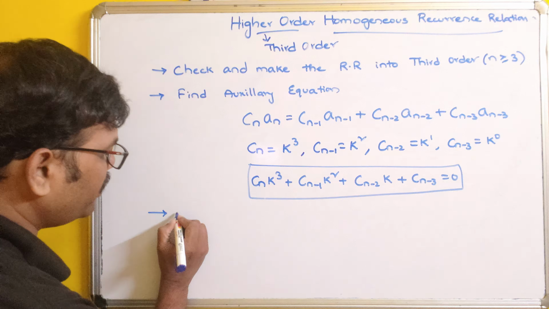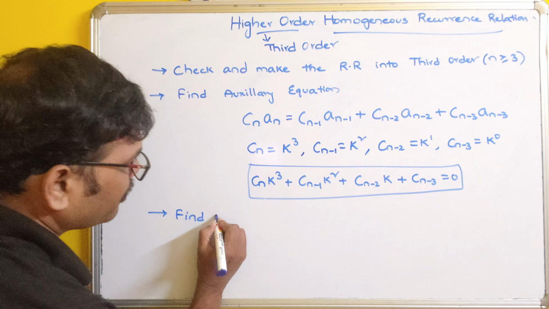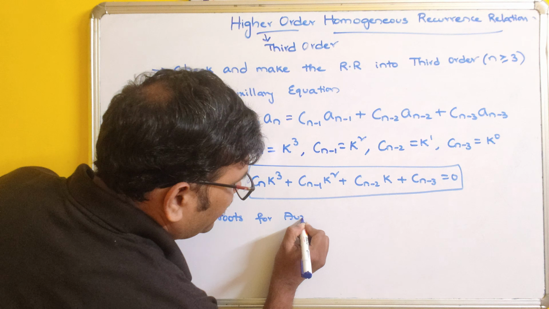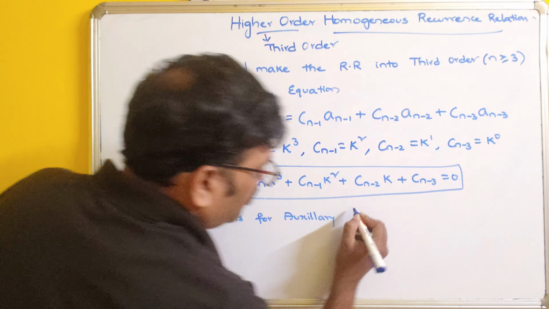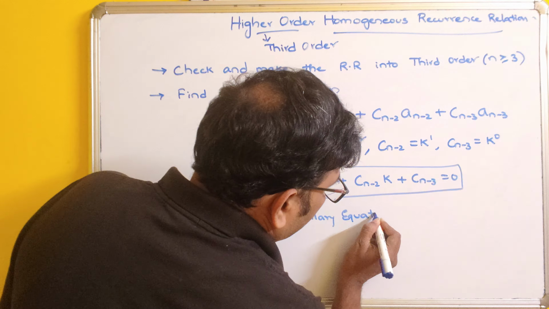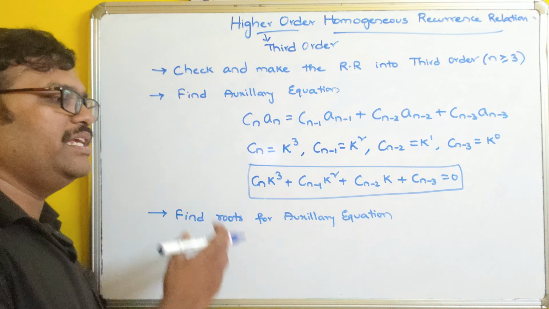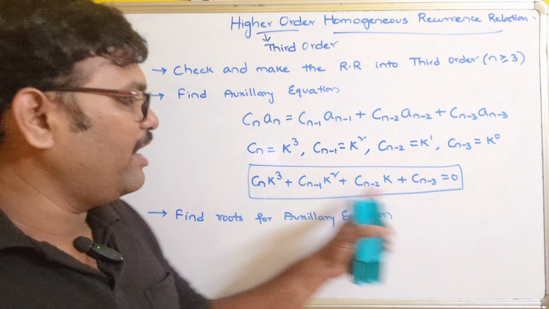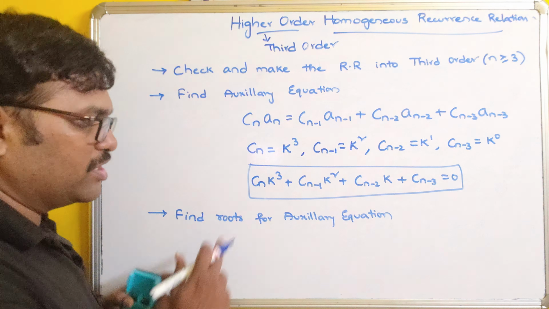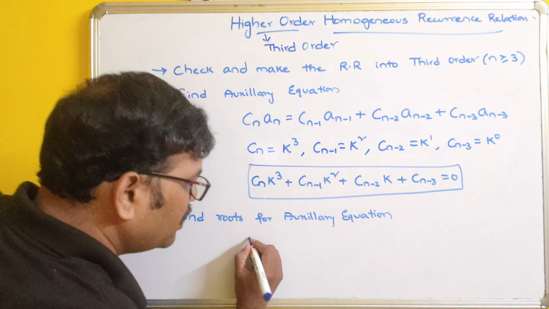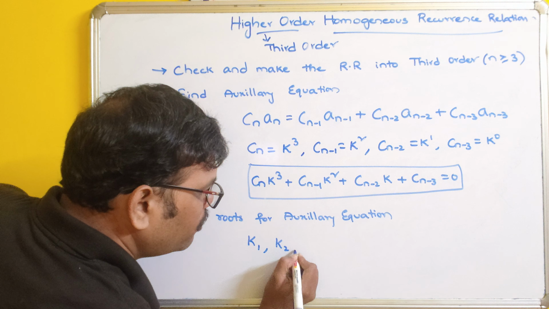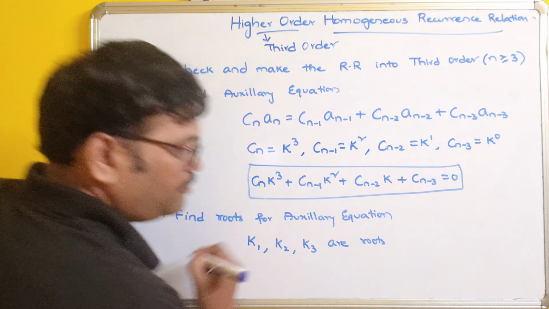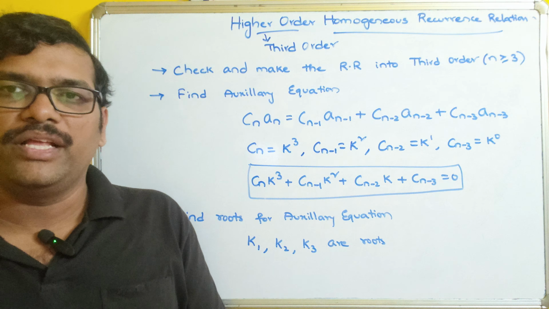What's the next step? We need to find roots for the auxiliary equation. Whereas Cn, Cn minus 1, Cn minus 2, etc., all are constants and k are the auxiliary roots. So we'll be having 3 roots, k1, k2, k3 are roots.